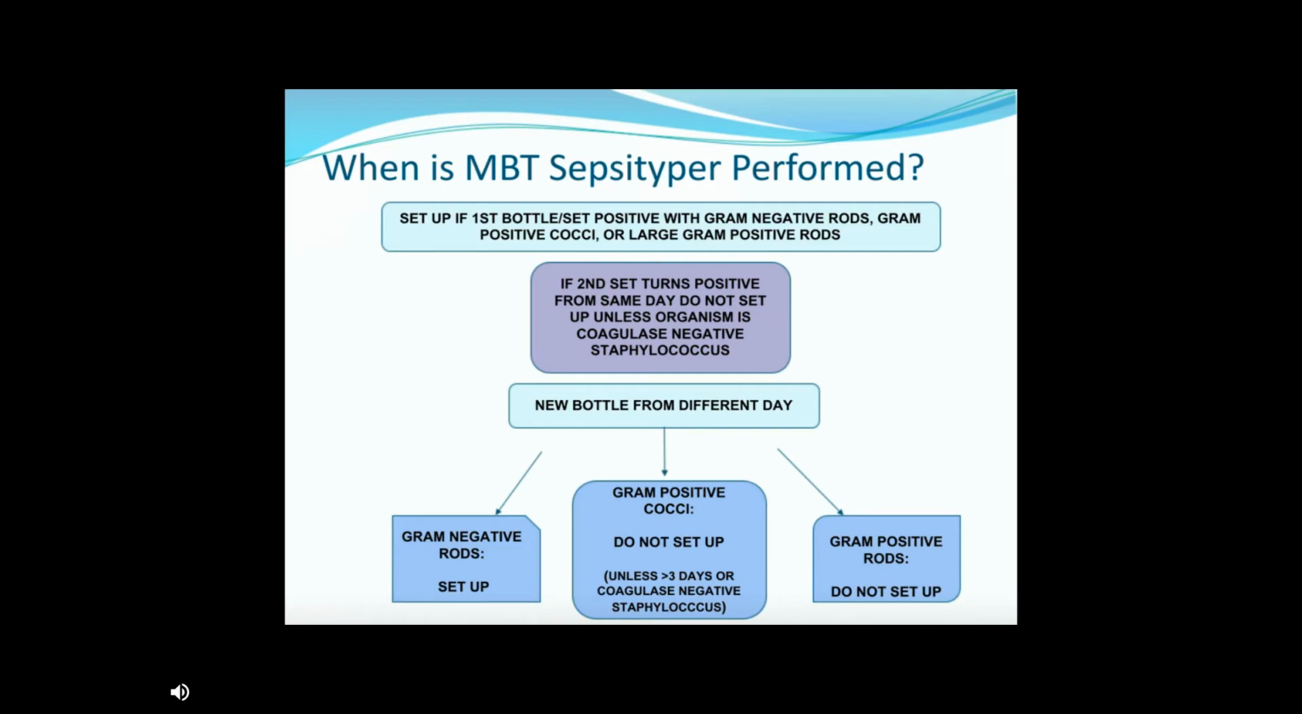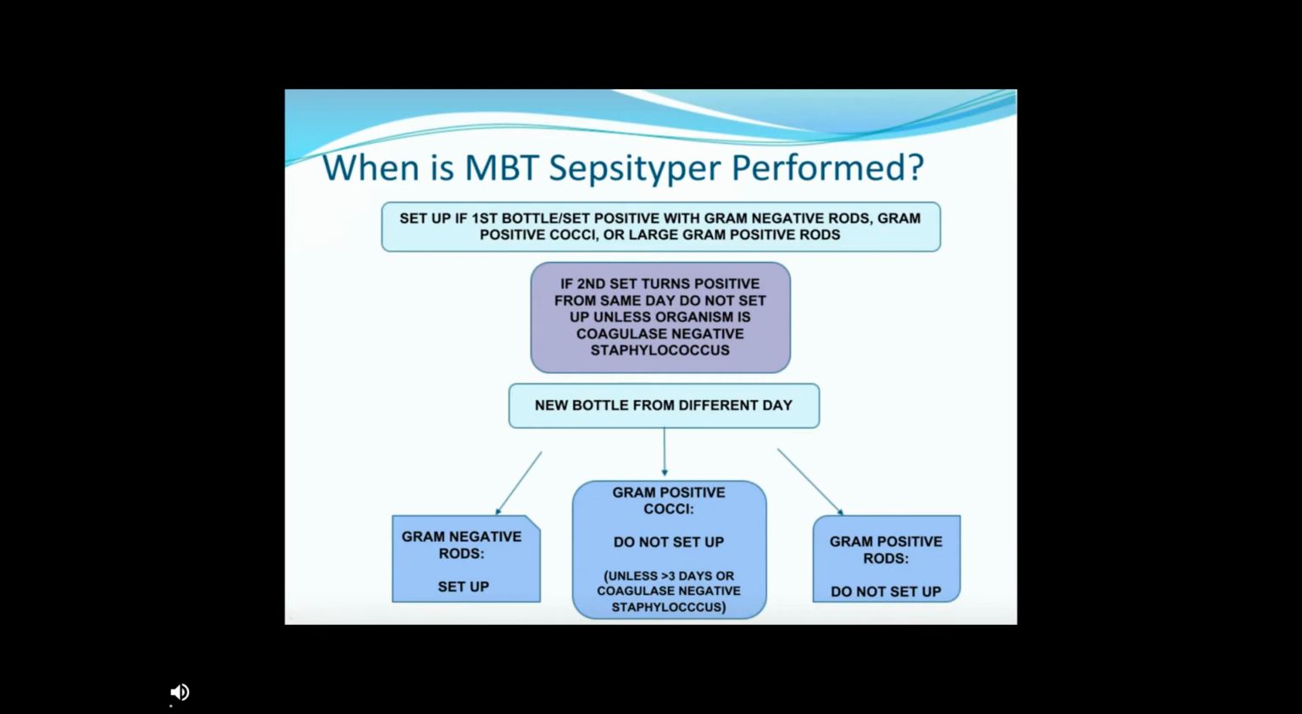If the second set turns positive, so if there's two sets that are drawn on the same day, the first set goes positive, we do our Sepsityper. If the second set turns positive from the same day, we will not do a Sepsityper. We're assuming that it's the same organism from what we just identified from the first set, unless it's a coag-negative staph. In our hospital, our algorithm states that we look at the species of the coag-negative staph to decide whether we're going to do an AST on it or not. So therefore, we look at the sets and we determine from there whether we're going to do a Sepsityper or not.